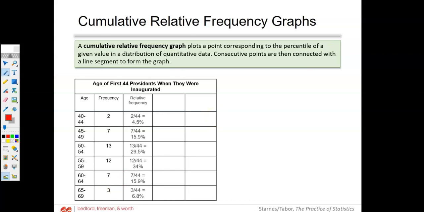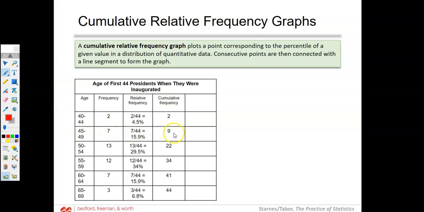So what you want to do is you want to kind of do the relative frequencies first. So there are 44 different, first 44 anyway, presidents. So we have the 4.5%, you get all the percentages, relative means you get the percentages. And then you have to break it down cumulatively. So cumulatively is different. You can see in the 40 to 44 age group, we have 2, but in the 45 to 49, we have 7.